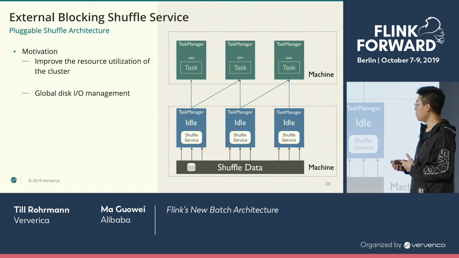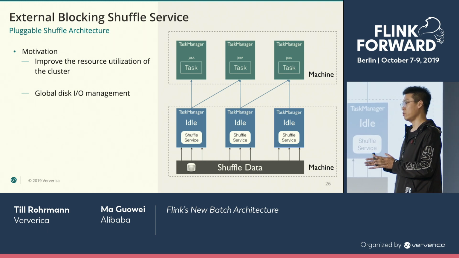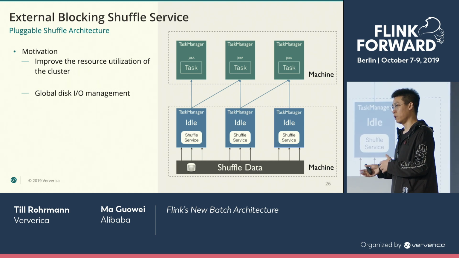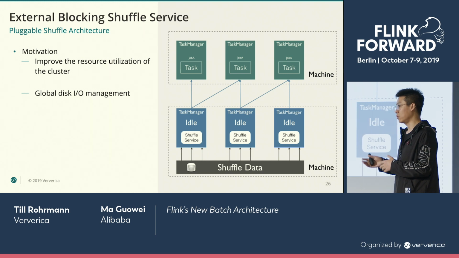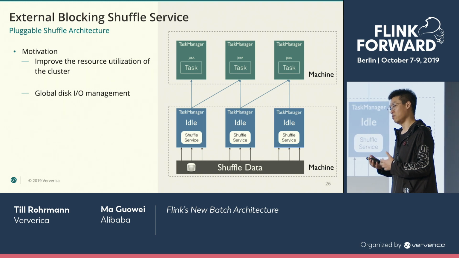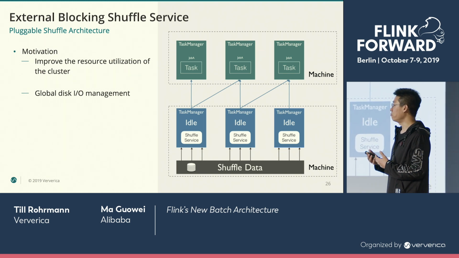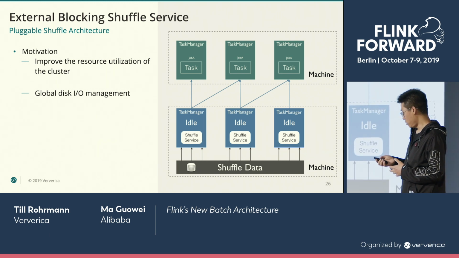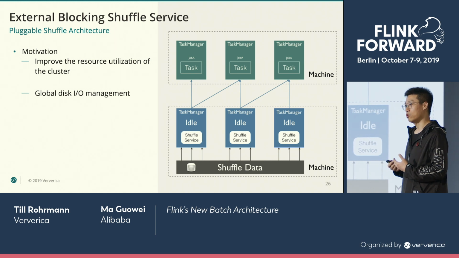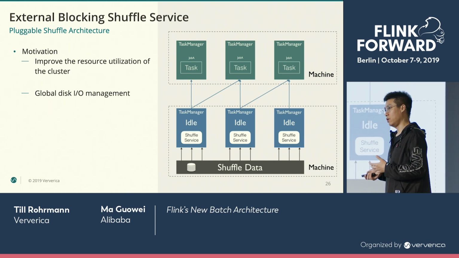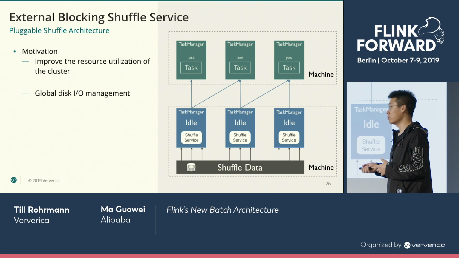The second reason is that there are multiple shuffle services on the same machine, and they are working independently. They do not have a global view of the I/O system. This is not the best way to use the capability of the I/O system. To solve these two problems, we developed the external blocking shuffle service based on the pluggable shuffle service architecture.